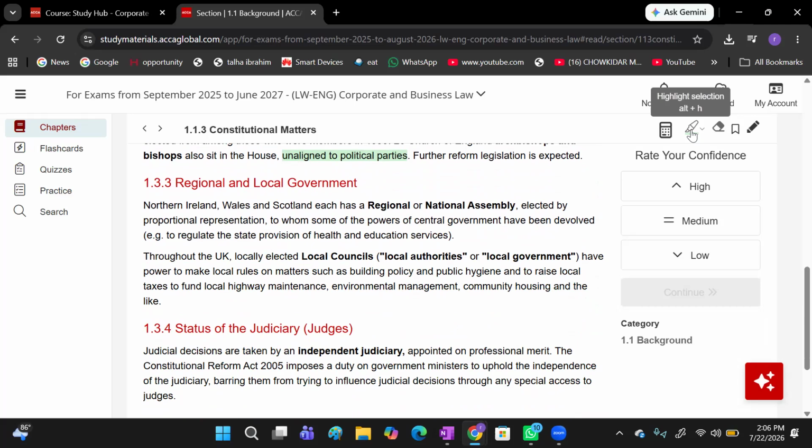Once the National Assembly has been formed, the parliament has been formed, there are regional and local governments as well. So, for example, in the UK, England would have its own regional government, and Ireland would have its own regional government, and the laws in those areas will be governed by local laws. So, laws regarding highway maintenance, environmental management, community housing, and maybe the building policy. These laws are made at a regional level as well.